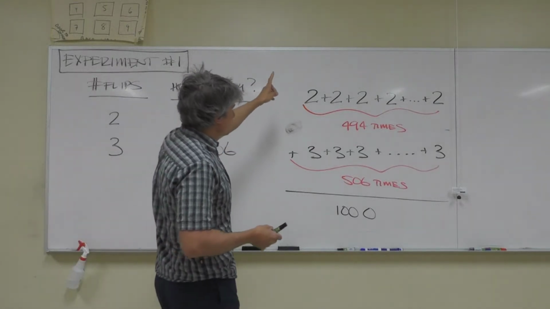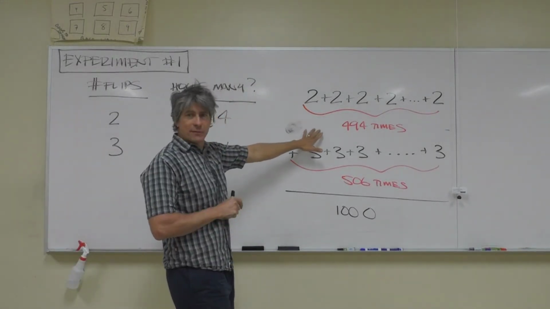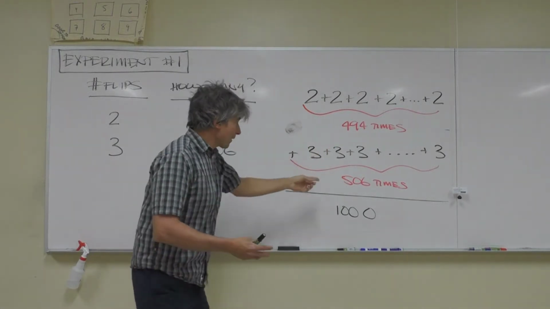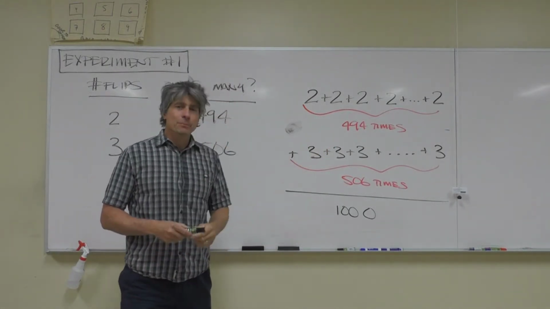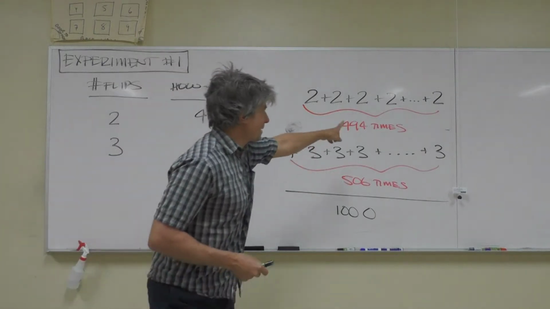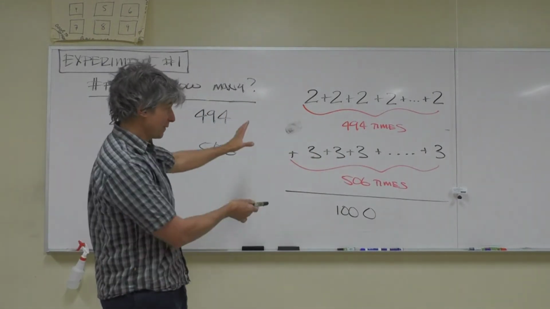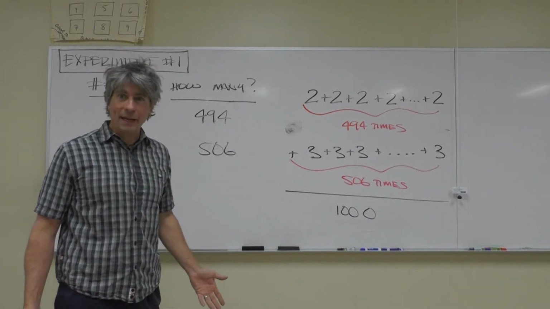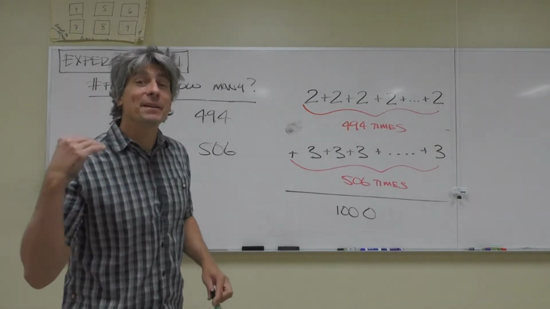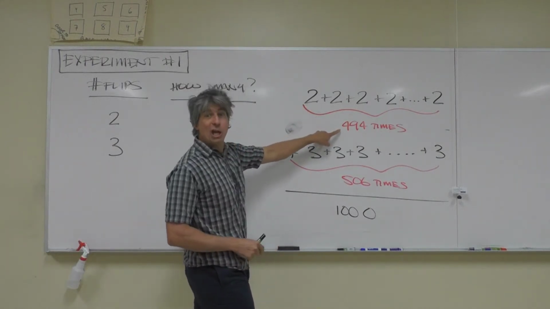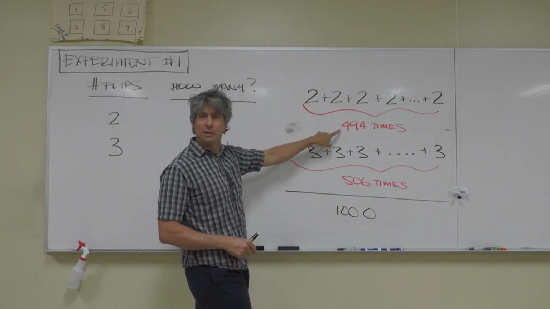You have to add up 2 494 times. So 2 plus 2 plus 2 plus 2 plus 2. Then you have to add up 3 506 times. 3 plus 3 plus 3. But hopefully the word times gives you a hint as to a more efficient way of doing this. Yes, this is correct. It's also going to take you all day to do. This is why we invented multiplication. Because 2 494 times is the same as 494 times 2.